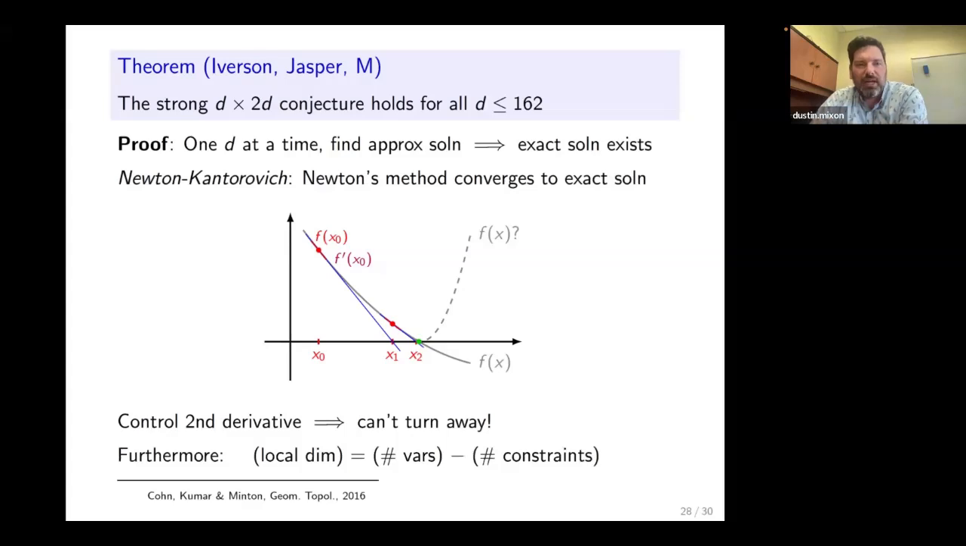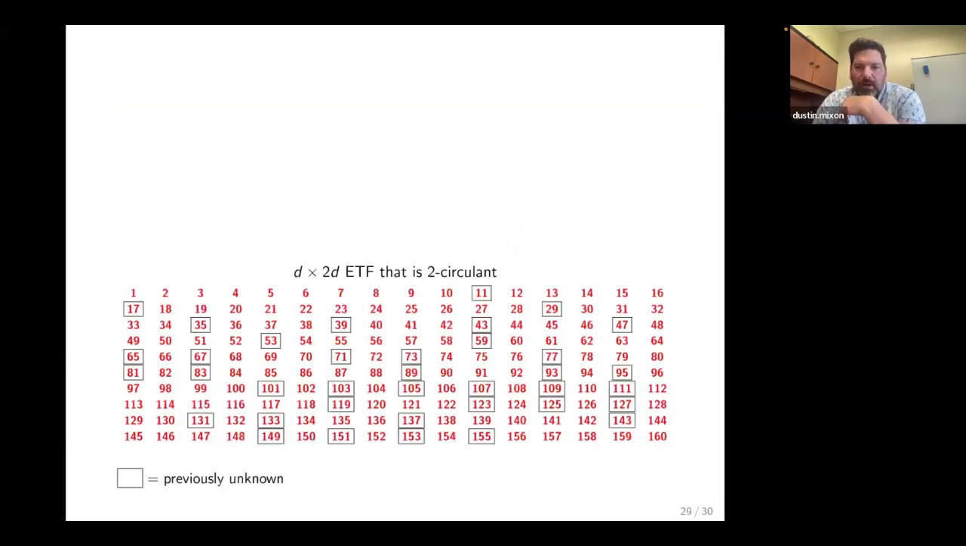In addition, Newton-Kantorovich tells you that not only is there going to be a solution nearby, but the dimension of solutions, there's going to be a manifold of dimension equal to the number of variables minus the number of constraints. So that's the story there. So that tells us that not only do we have d by 2d ETFs up to dimension 160, 162, there's actually an entire manifold of these guys of the appropriate dimension.